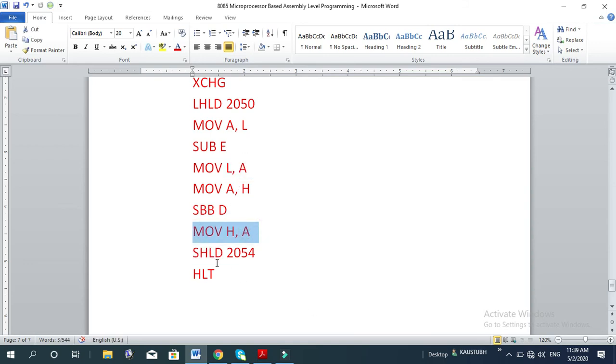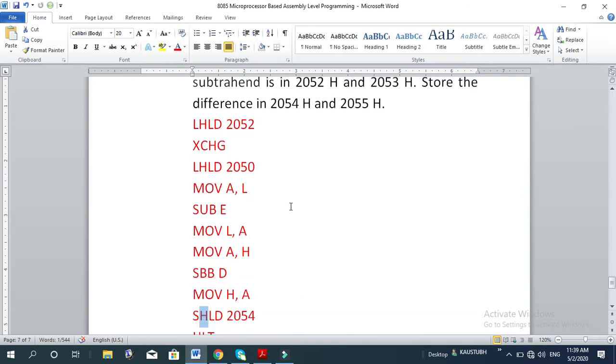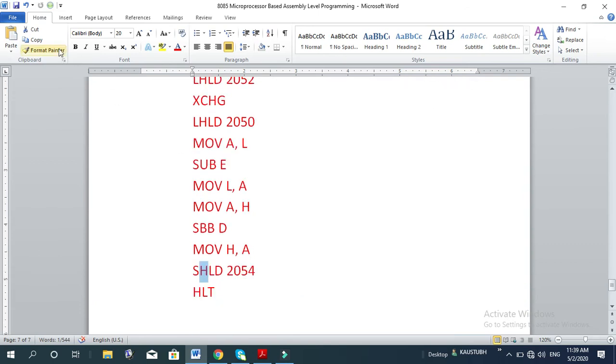SHLD means it will store the HL register pair to 2054 and 2055. So 2054 will store the lower byte of the result, which is in L now, and 2055 will store the higher byte of the result, which is in H now. Accordingly it serves the purpose and stops. Okay, hope you understand.